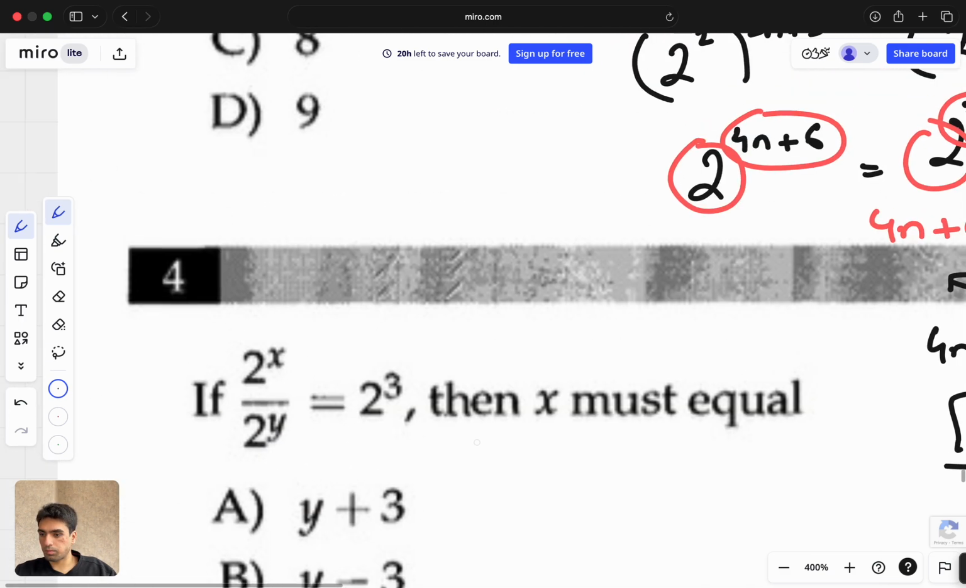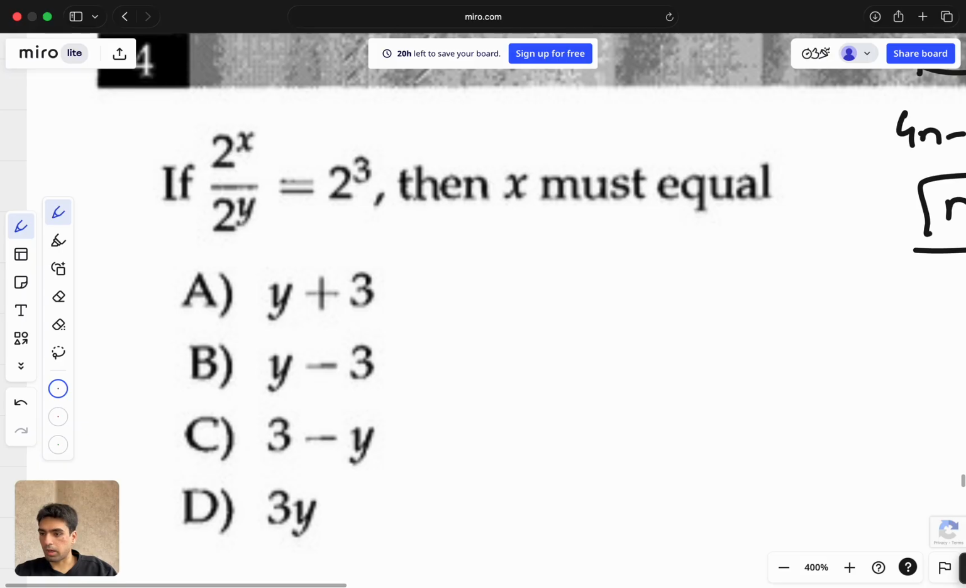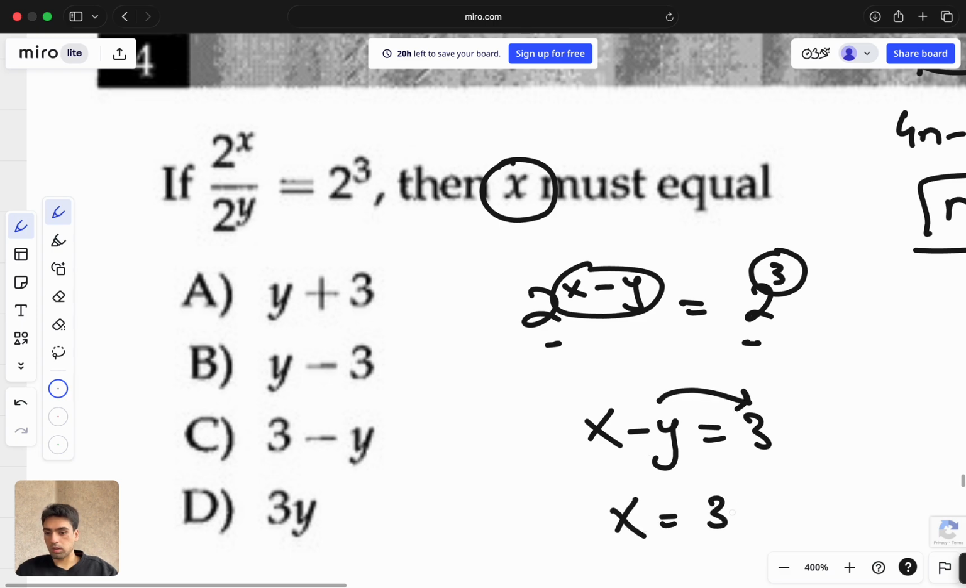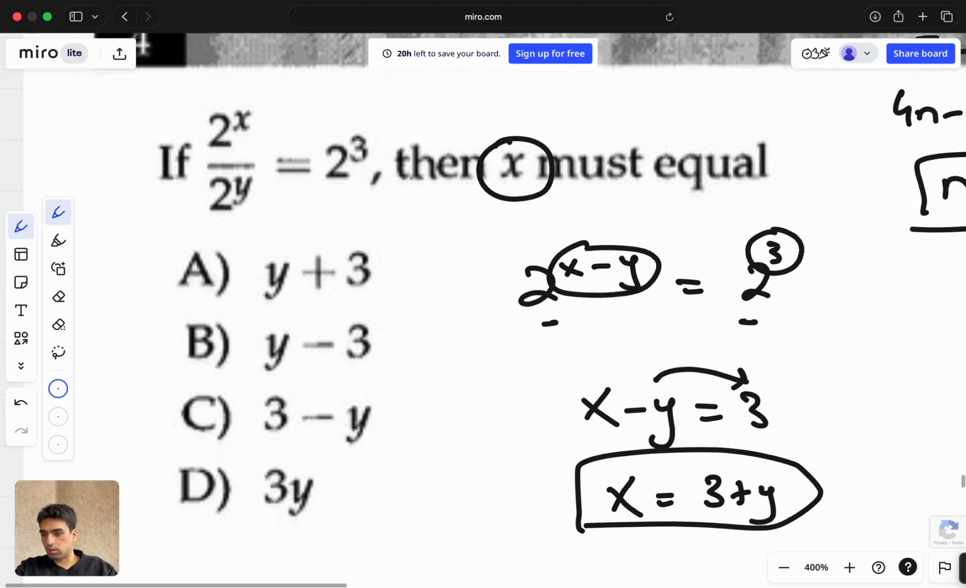Next one. So we have 2 to the power of x divided by 2 to the power of y. Because it's dividing, you can write it as 2 to the power of x minus y is equals to 2 cubed. So the bases are equal, which means we make the powers equal. So x minus y is equals to 3. You need to find x. So to find x, y goes there. X is equals to 3 plus y. So it's A.